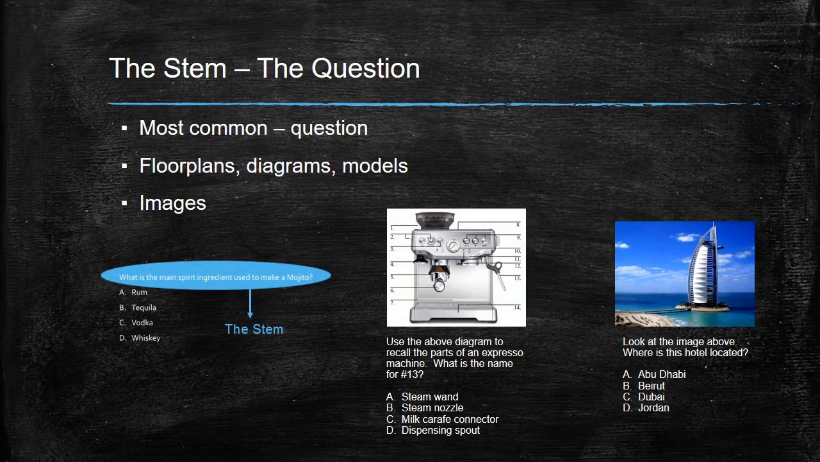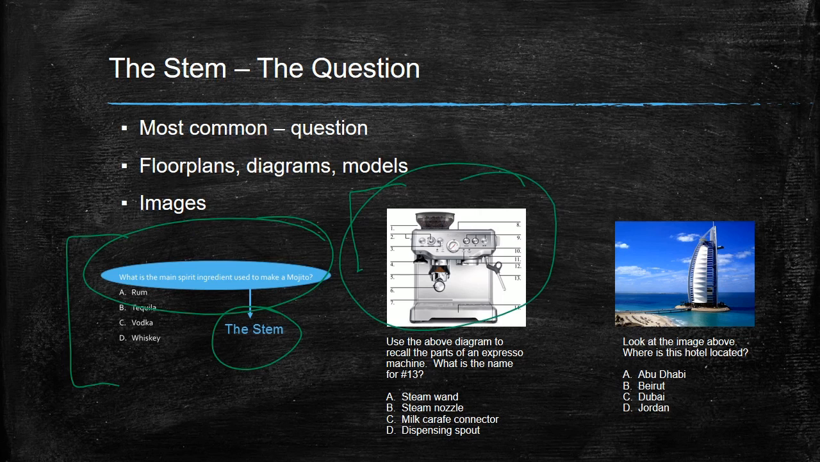The stem is most often stated as a question. In the example on the left, we see a question, identified as the stem. Sometimes we might need additions to the stem, such as images, diagrams, or other types of visuals. In the second example here, we see an espresso machine. If we have the objective for the student to be able to locate and identify the parts of an espresso machine, this image is going to be useful in addition to the stem in order to help the student do that. So here we look at what is the name for number 13.